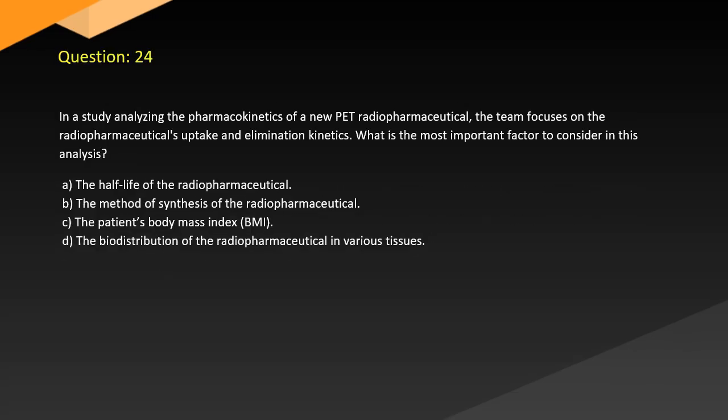Question 24. In a study analyzing the pharmacokinetics of a new PET radiopharmaceutical, the team focuses on the radiopharmaceutical's uptake and elimination kinetics. What is the most important factor to consider in this analysis? A. The half-life of the radiopharmaceutical. B. The method of synthesis of the radiopharmaceutical. C. The patient's body mass index (BMI). D. The biodistribution of the radiopharmaceutical in various tissues.